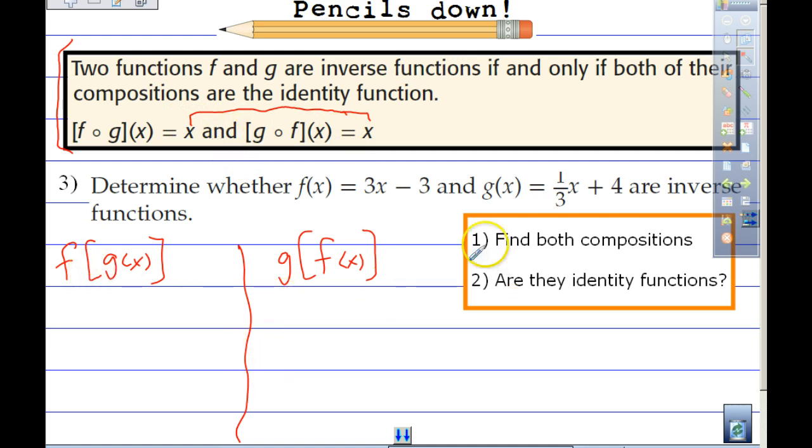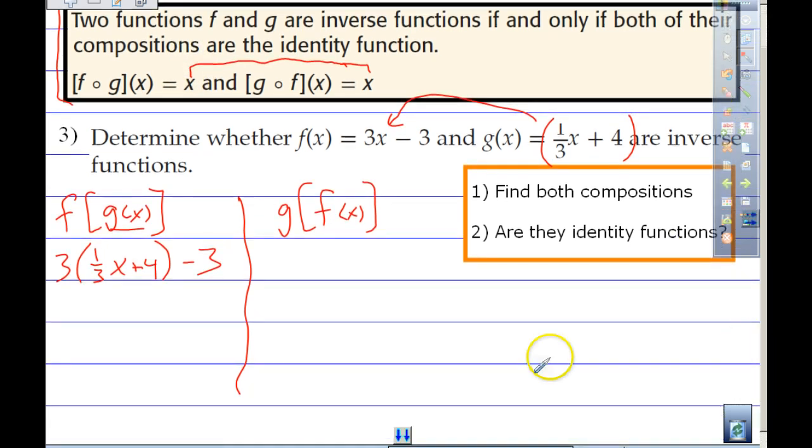So on this particular one, we have f of g of x. That means you take g of x, this whole thing, 1/3 x plus 4. You plug it in right here. So we have 3 times 1/3 x plus 4 minus 3. And you're trying to see, does it equal x or not? If it equals x, we continue on and we check this one. If it doesn't equal x, then no, they're not inverses, because we need them both to equal x in order to be inverses.